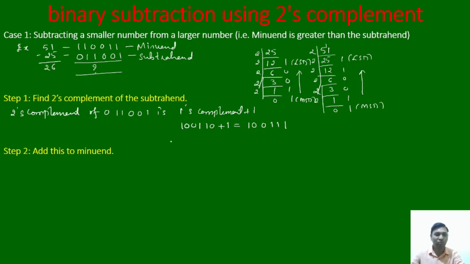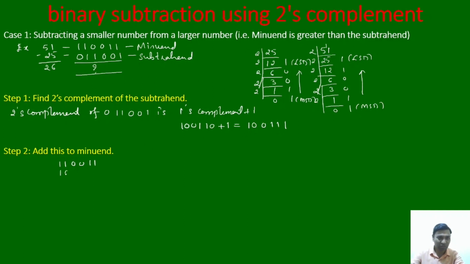Now we will go for the second step. Add this to the minuend. I'm going to write the minuend 1 1 0 0 1 1 over here. Next, take this 2's complement and add it to the minuend.